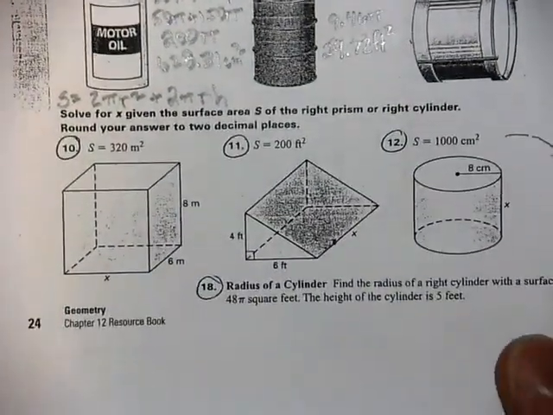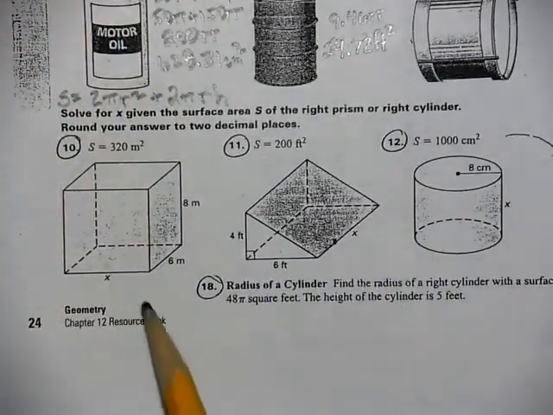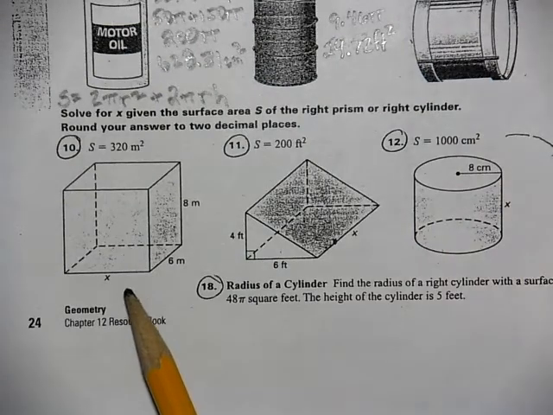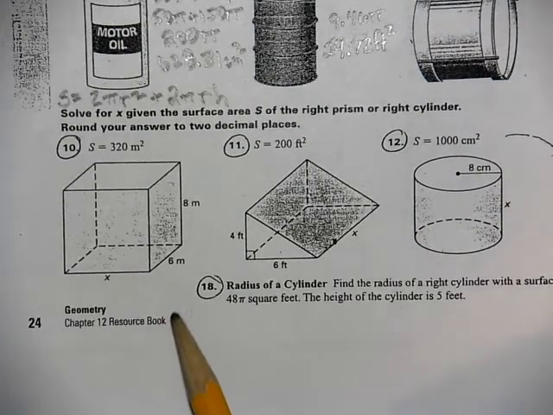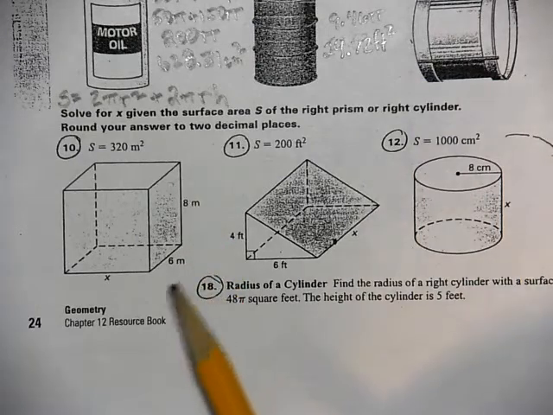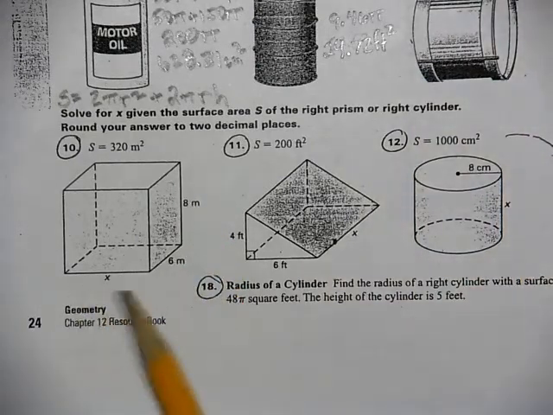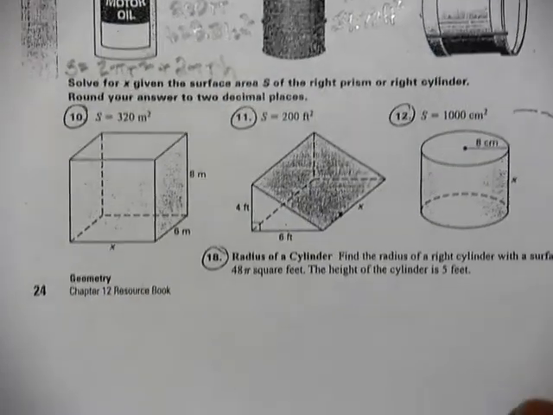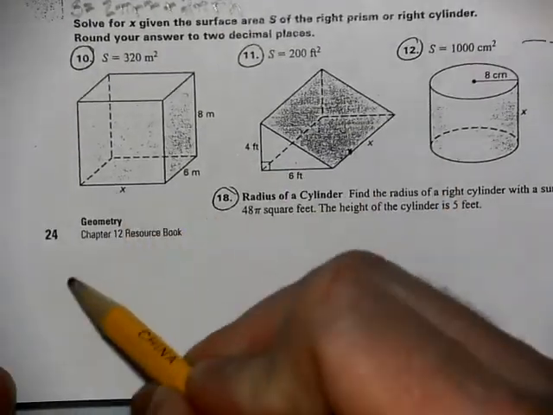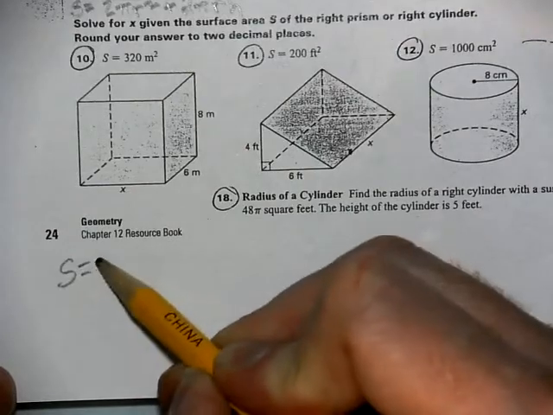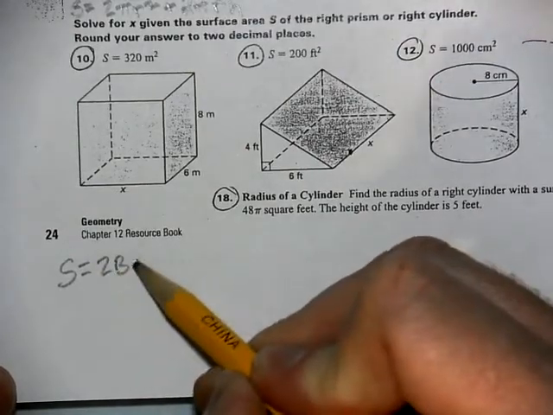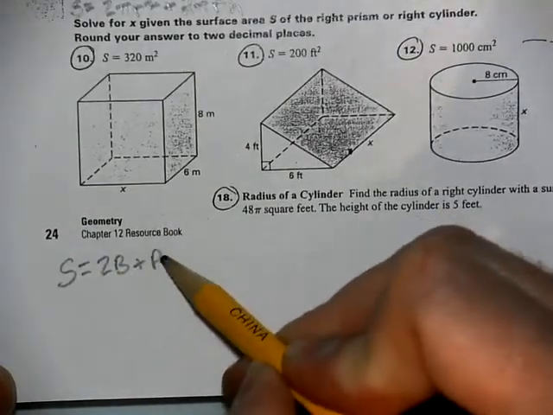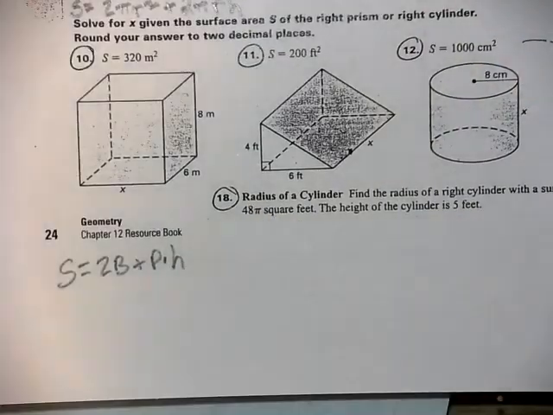The next circled one here looks like another rectangular prism. Looks pretty much like a cube, but not quite. 8 for the height, 6 for the depth. We're trying to find out our distance for our width. So we know our surface area equals 2 times the base plus the perimeter times the height. That's one way to do it.